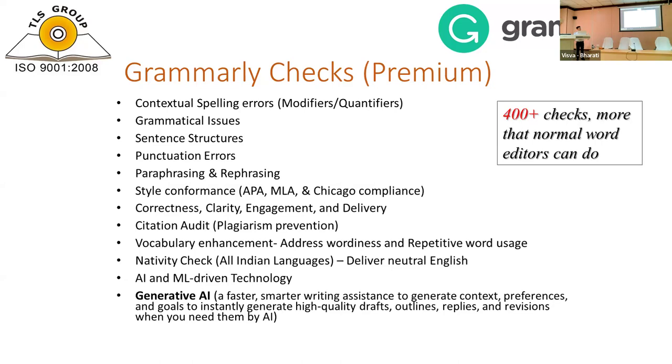Grammarly already covers most of the renowned databases like ScienceDirect, Elsevier, Springer, PubMed, and Wikipedia. So most of the renowned databases are already available in Grammarly's database. If you want Grammarly to do the citation for you, that is available. I want to show you how that citation can be done.